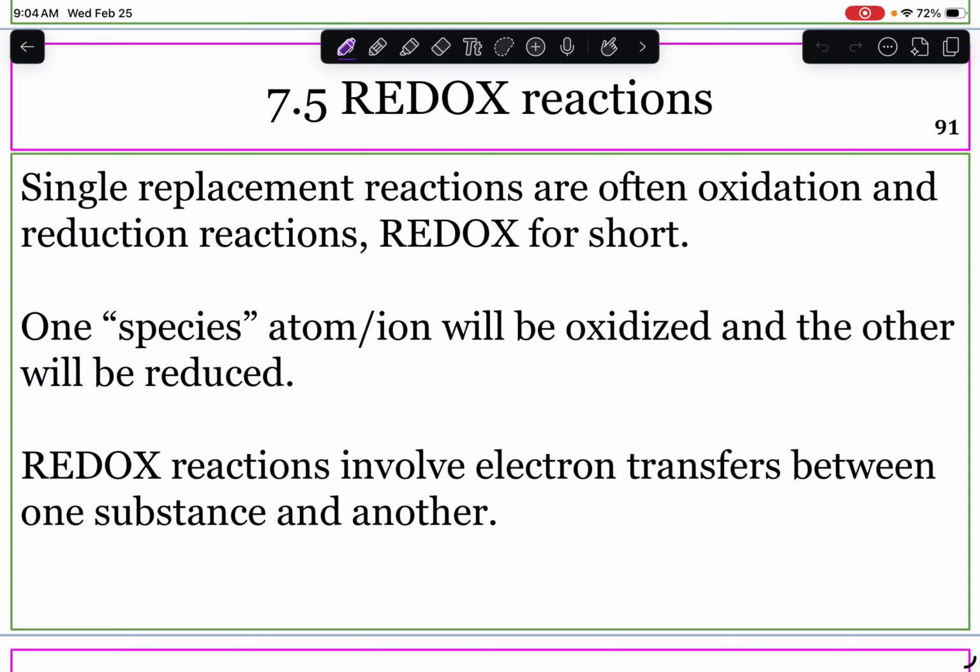Single replacement reactions are redox reactions, which means that is an oxidation and reduction reaction. In redox reactions, electrons are transferred between one substance and another. One of the species, atom or ion, will be oxidized and the other one is reduced. The species that loses an electron and transfers it to the other one is oxidized. And the one that gains the electron or multiple electrons is the one that is reduced.